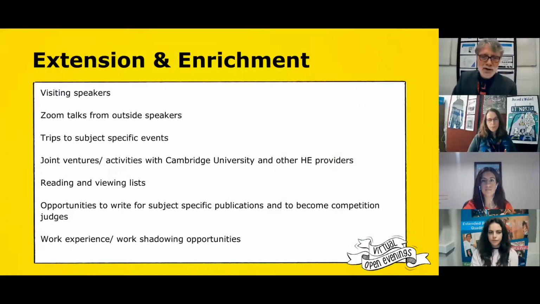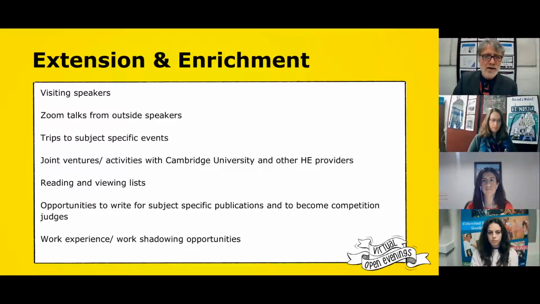So extension and enrichment. Some of the way this is done at the moment is a little bit limited by COVID, which we hope is going to change. So in a normal year, we get visiting speakers in and we have a language conference. We normally do that in June. We weren't able to do it this past academic year because of lockdown, but we will be looking at bringing in speakers to do talks on Zoom. And we hope that by the time you arrive at Hills Road, they'll come in person.